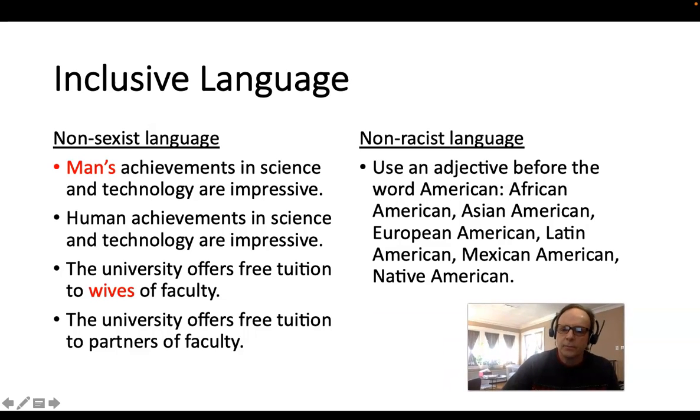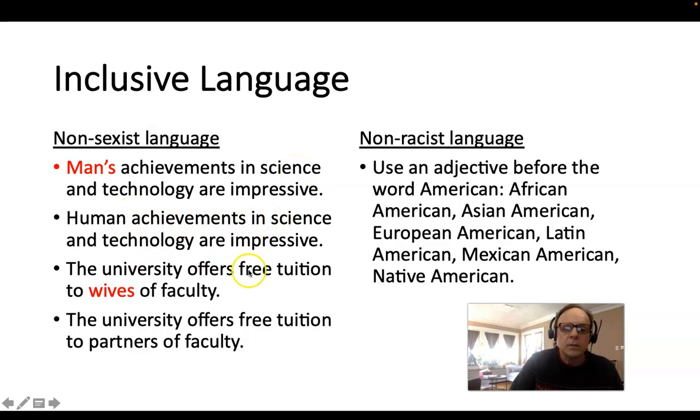Inclusive language is also very important. That's basically trying to use language that doesn't offend or leave people out of the conversation. Non-sexist language is very important. If you look at anything written 10, 20, 30, 40, 50 years ago, you're often going to see phrases like "man's achievement in science and technology," which sounds like it's not including women, right? There was a time when "mankind" was just used and it was understood to include women, but it's not inclusive language, so it might be better to say "achievements of people" or "human achievements in science."